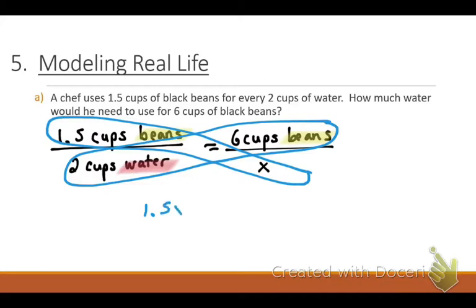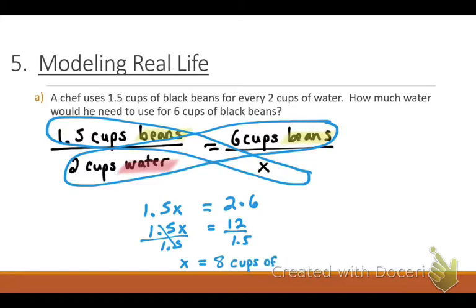I get 1.5 times x equals 2 times 6. Guys, what's 2 times 6? 12. Very good. How do I get rid of that 1.5? Divide by 1.5 on both sides, and what do you get? Okay, now here's the deal. The question asks us how much water would he need. How much would that be? 8 cups of water.